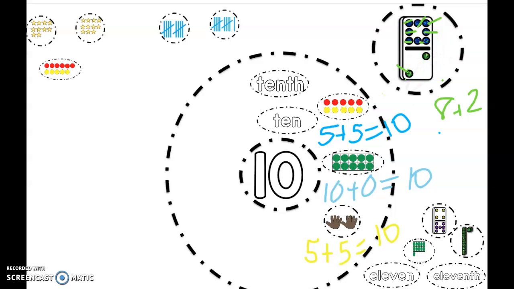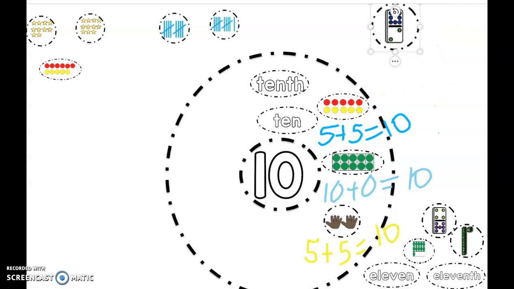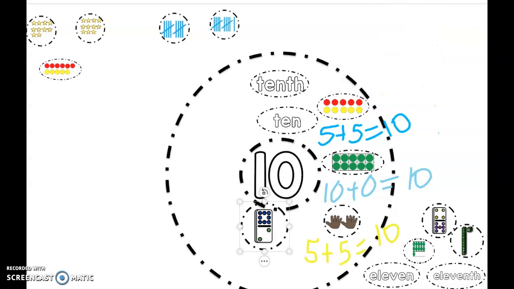Yes, we do want that one. 8 at the top, 2 at the bottom. So I'm going to make it a little bit smaller. We're going to add it to our circle chart. And this time I have 8 at the top plus 2 at the bottom to equal 10. So I have 5 and 5 makes 10. 10 and 0 makes 10. 5 and 5 again. And now 8 and 2.